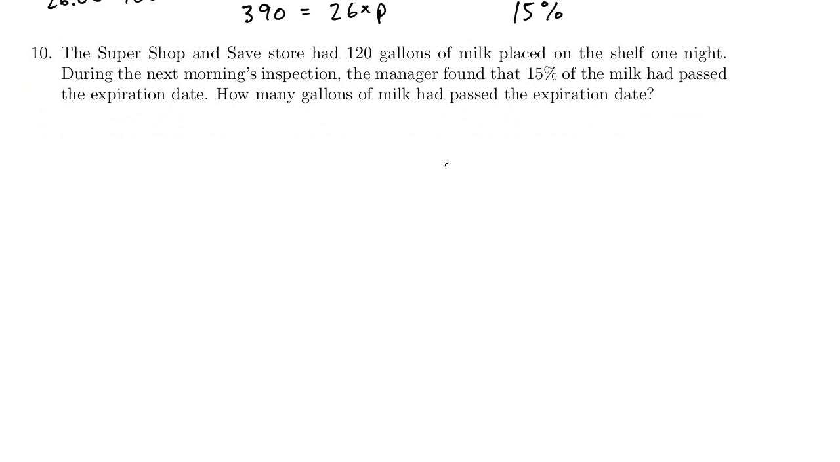Okay, number 10 says the Super Shop and Save store had 120 gallons of milk placed on the shelf one night. During the next morning's inspection, the manager found that 15% of the milk had passed the expiration date. So how many gallons of milk had passed the expiration date?